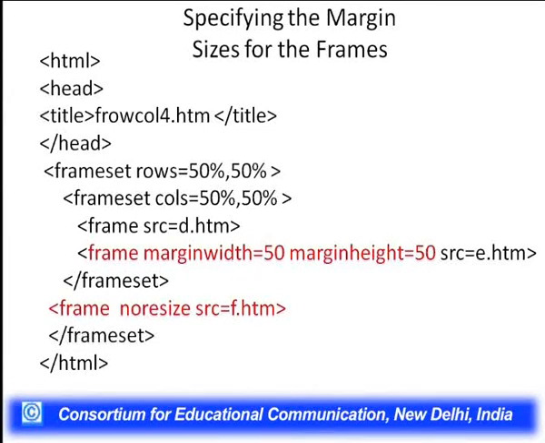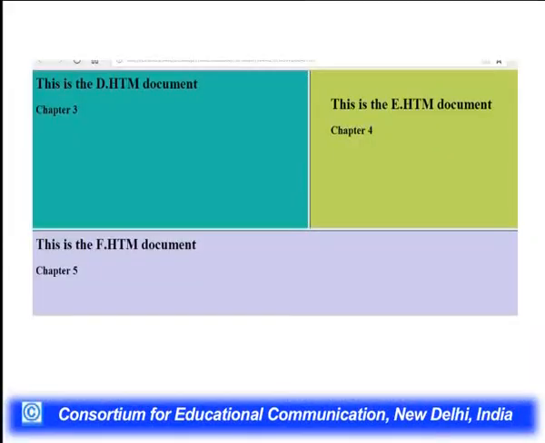So, we write frame src, you can give the name of the file, of course that is the source element, and then we are specifying the word noresize. So, noresize will mean that the frame size cannot be changed. With the help of the mouse, the user or the viewer of the website cannot make changes. So, you can see the output of this file is something like this.